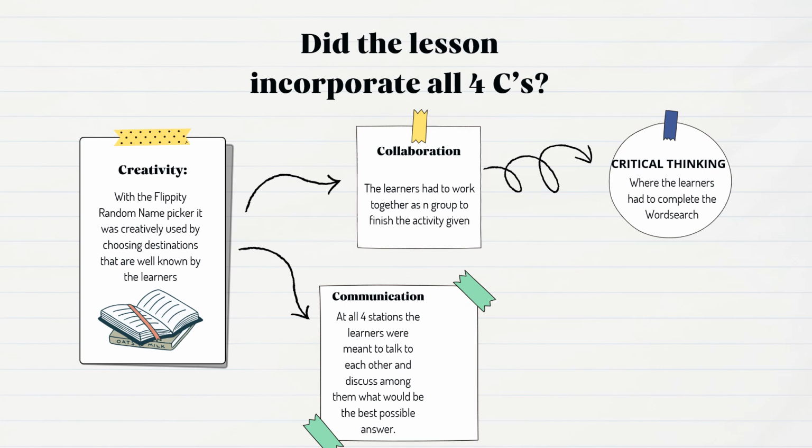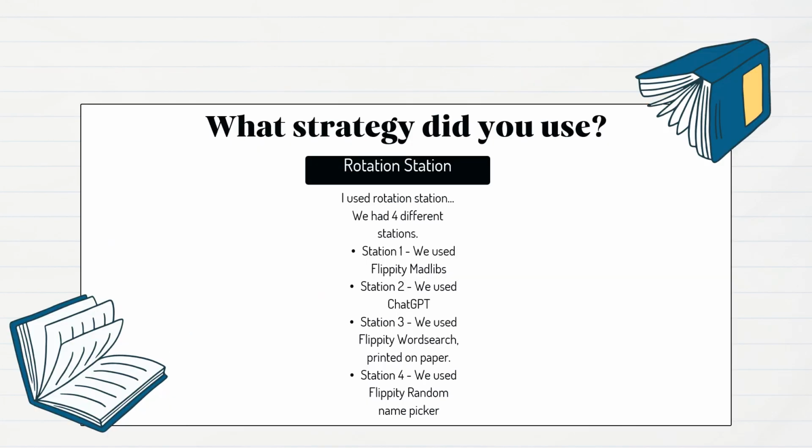For collaboration, the learners had to work together as a group to finish the activities given. Critical thinking: the learners had to complete the word search, so they were critically thinking, finding all the different words. In communication, at all 4 stations, the learners were meant to talk to each other and discuss among themselves what would be the best possible answer.